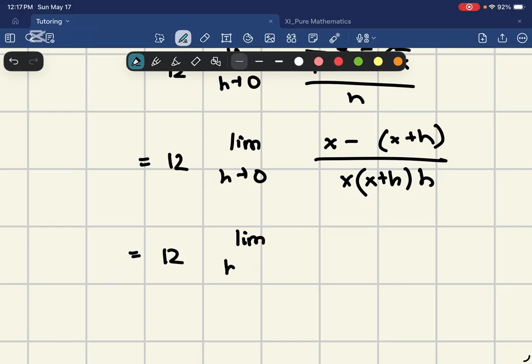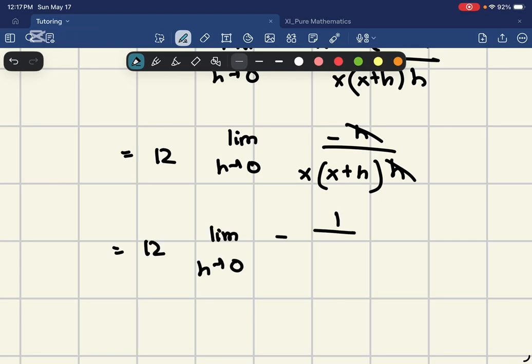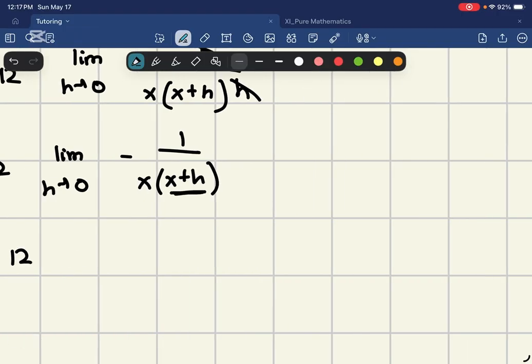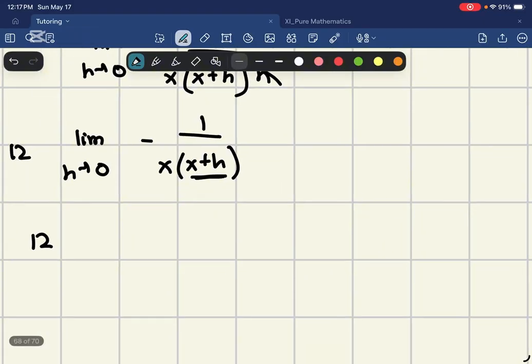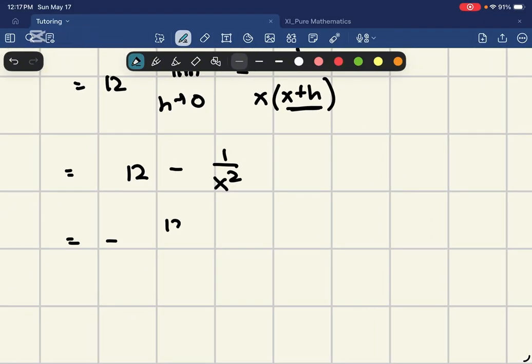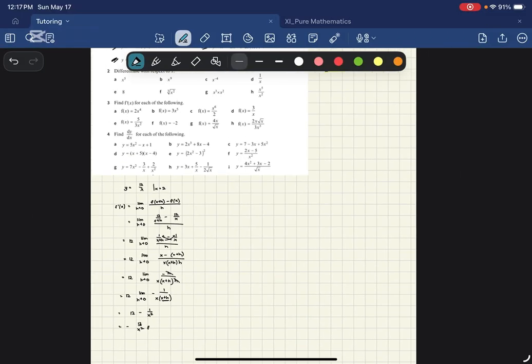You have 12 limit as h tends to 0, x minus x is 0, so you have minus h in the numerator. And you have h, so these h's are going to cancel out. And if you think about it, you have minus 1 over x times x plus h left. And if h is getting closer and closer to 0, x plus h is getting closer and closer to just x, right? So if you substitute h equal to 0 here, you see that this term is getting closer and closer to x, so you get 1 over x squared. And that is minus 12 over x squared. So that is how you get the same solution. And when you substitute x is equal to 2, you get minus 3.